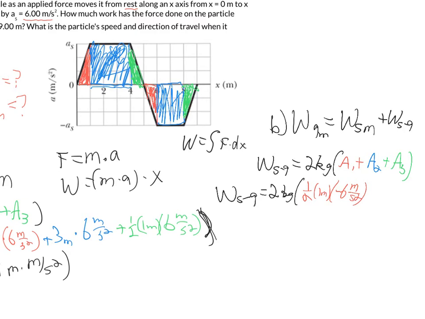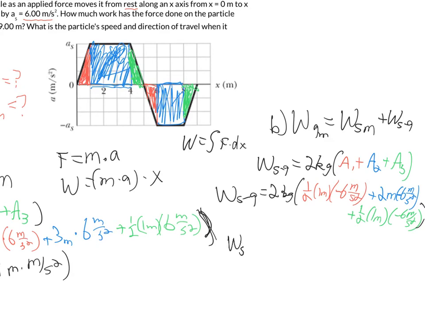And then we're going to have the blue one, which is going to be plus. Now this is only 2 seconds wide, right? So we have 2 meters wide multiplied by 6 meters per second squared. And then we have, oh boy, I almost forgot, that's negative still. Don't forget, negative. And then we have plus another 1/2 times 1 meter multiplied by -6 meters per second squared. And all of that deserves an in parenthesis. So let's again do our math.